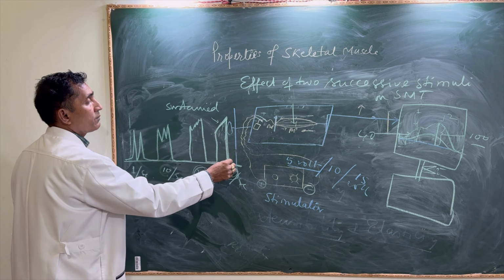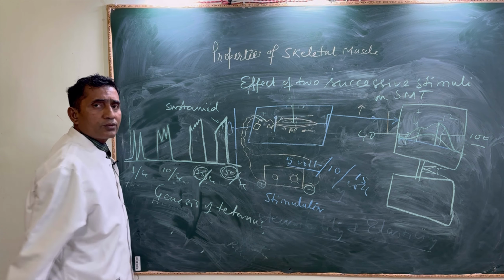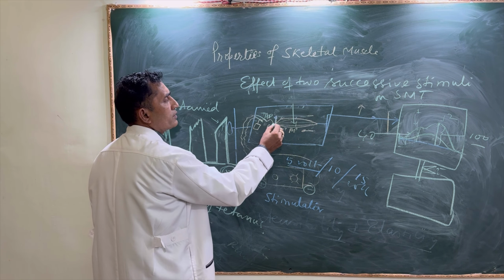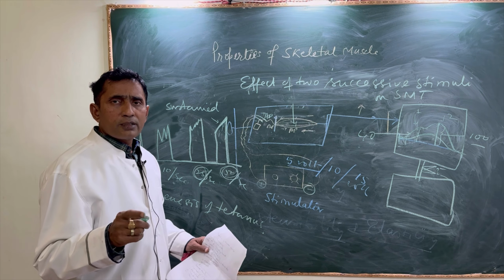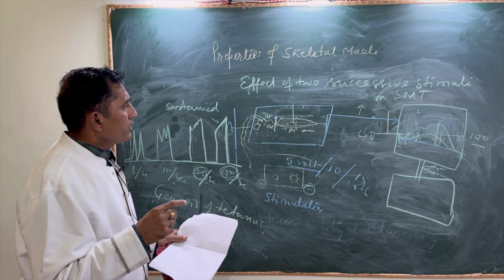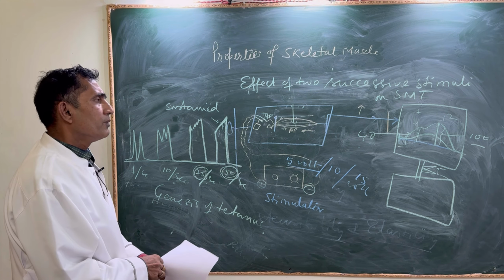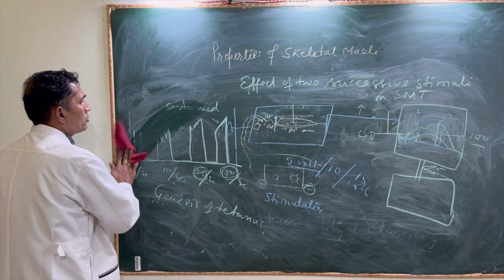Now another property is conductivity. We are stimulating here and we are having the response, that is the conductivity. The electrical event, the action potential, is generated here, and ultimately there is a contraction and relaxation. So from this also we can say that conduction is there, and that is why we are having contraction and relaxation. Then extensibility and elasticity, which we can do very nicely.